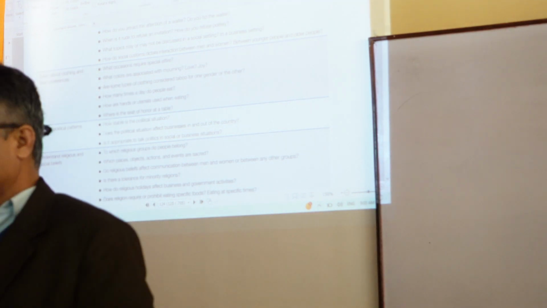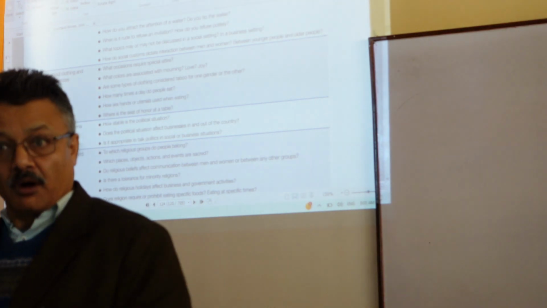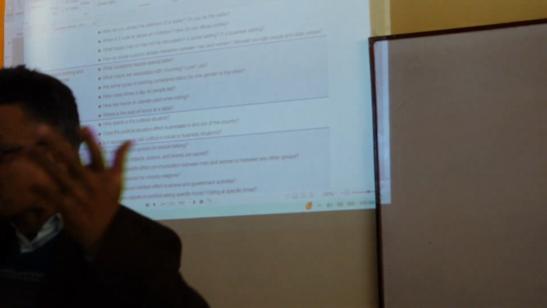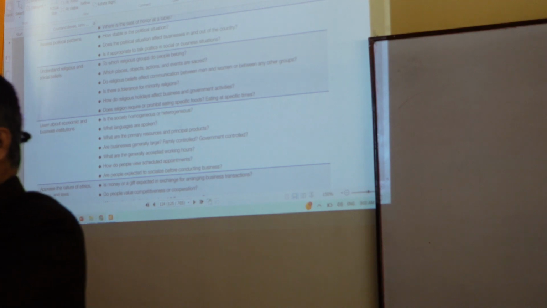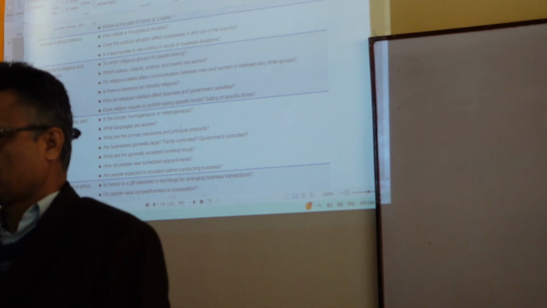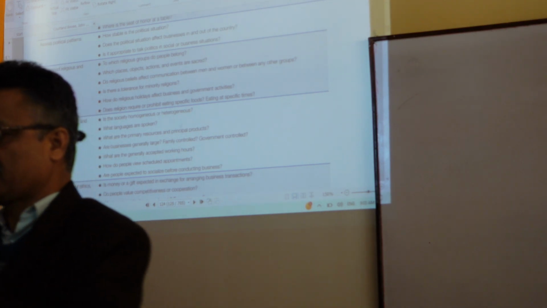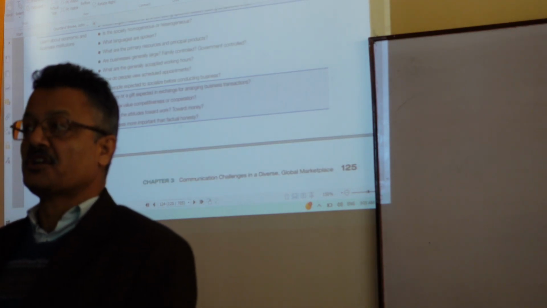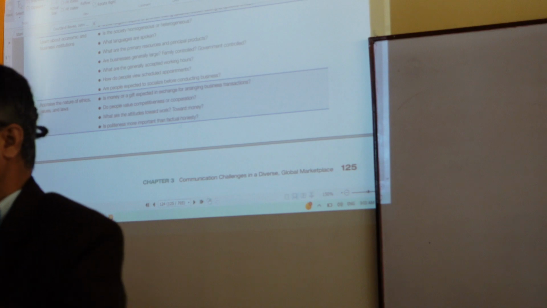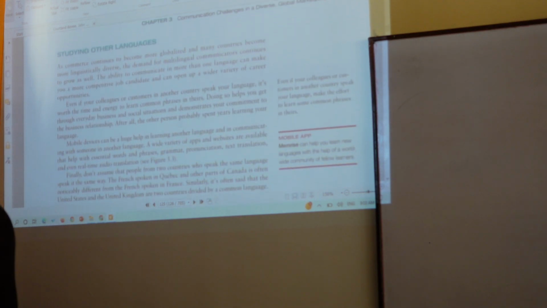Read this one. Assess political patterns. Understand political parties and their principles. This one. Understand religious and social beliefs. This one. Learn about economic and business institutions. Yeah, know economic realities, and then appraise the nature of ethics, values, and laws. Understand what is right and wrong in different cultures, right? Then what is the next?